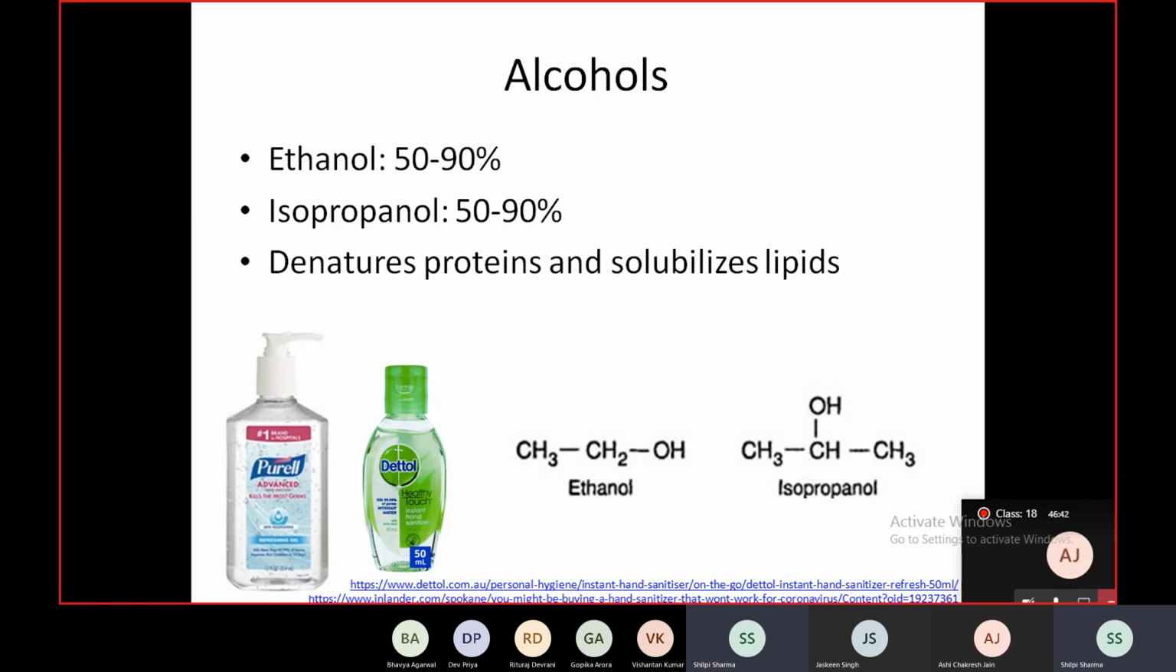Although alcohols are not sporicidal, they inhibit the process itself, the process of sporulation and germination. And one common use of alcohol is de-germing. If you remember from last class, de-germing, which is actually bringing down the load in a particular section or region. So de-germing just before needle injection is done with alcohol.